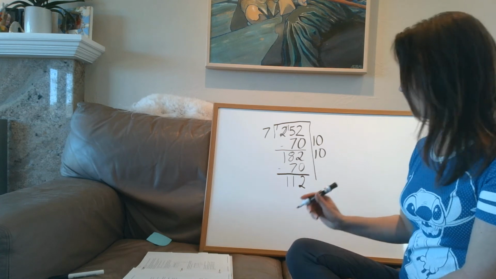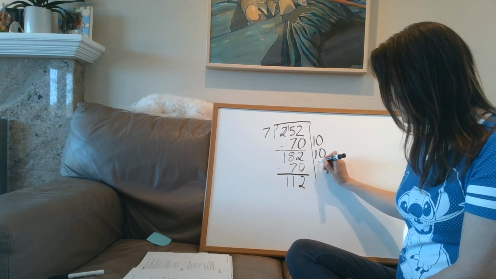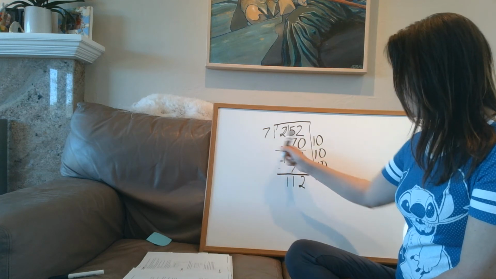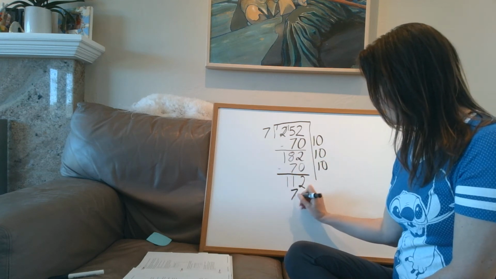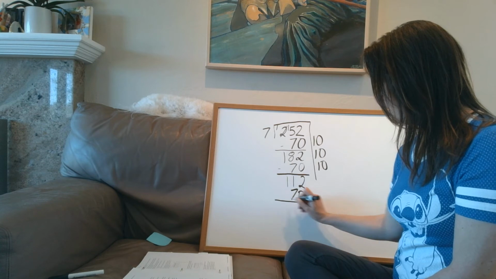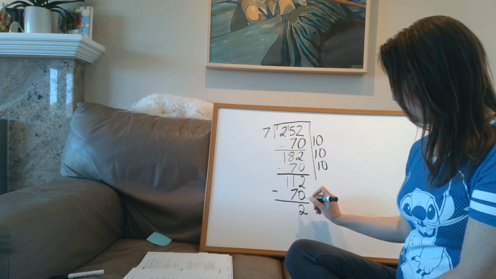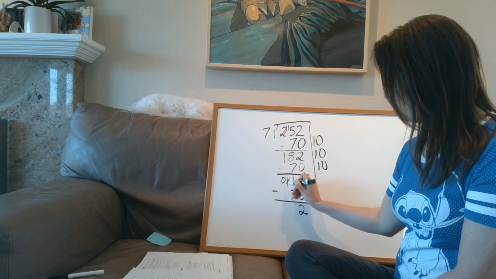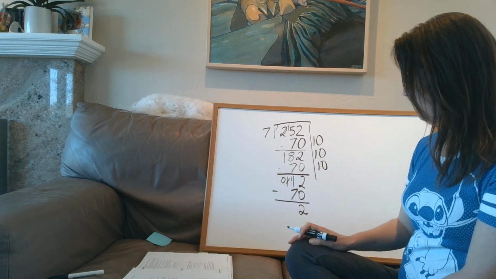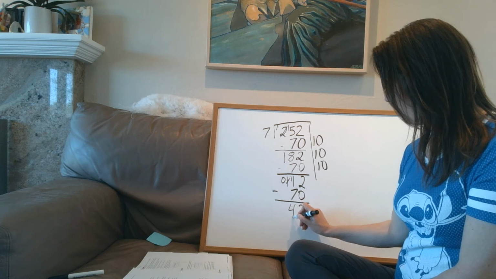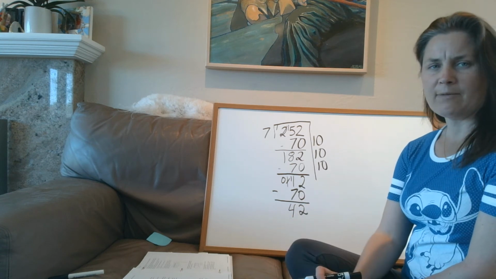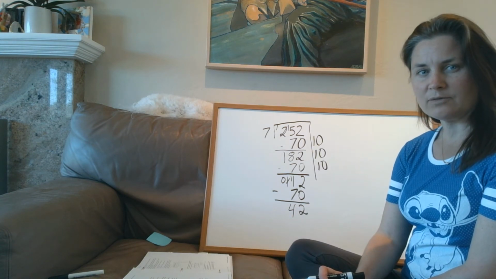Let's do another 10. I'm going to put the 10 over here. 7 times 10 is 70. 2 minus 0 is 2. You can take that 10 from there. 11 minus 7 is 4. We're at 42. Okay, now we want to think, 7 times what is 42?